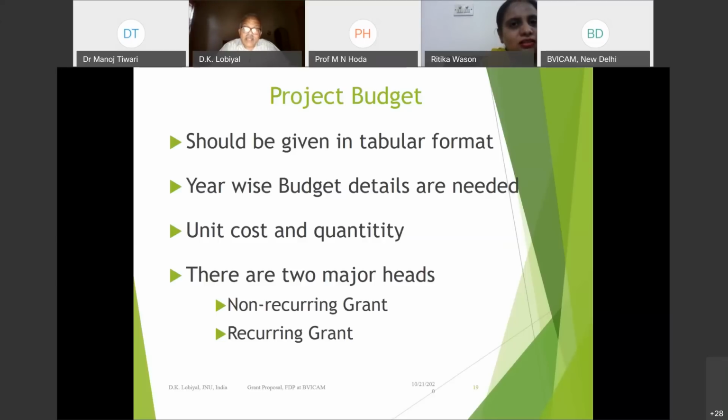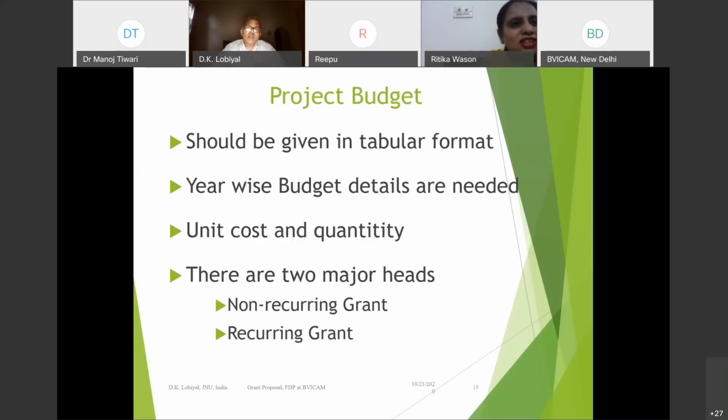Because now some government agencies also need, when you submit your project, if it is sanctioned and approved, then before release of the grant, they also ask you for some kind of documents from some industry supplier with the cost of equipment and how much money. These kinds of documents are also required now. So unit cost, total quantity, then the total cost.